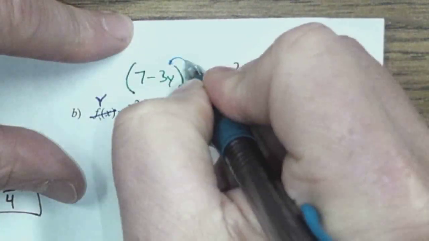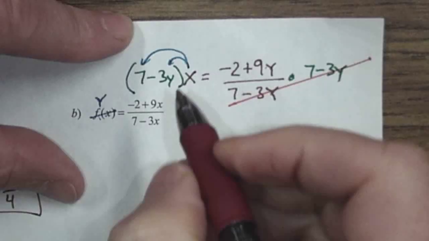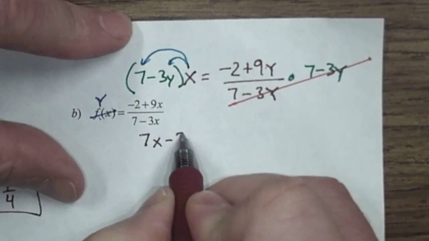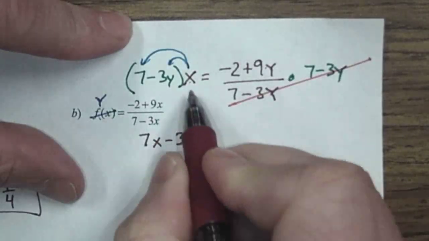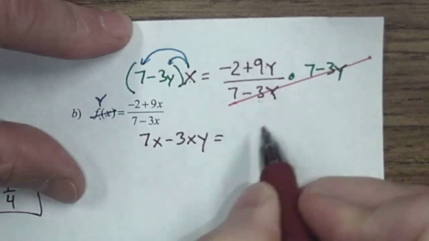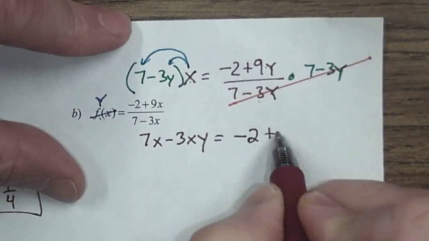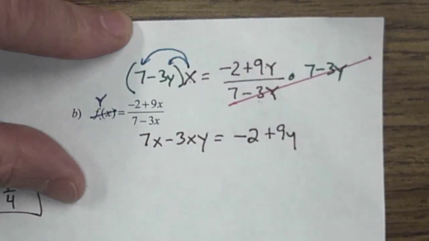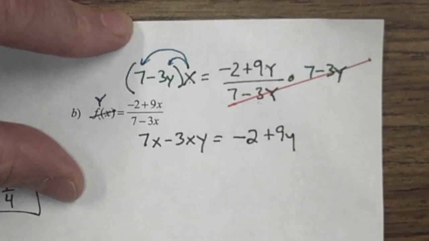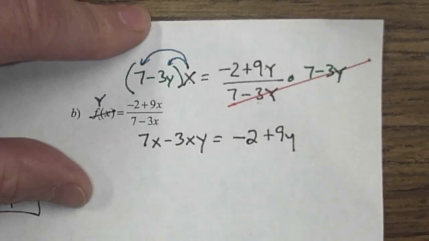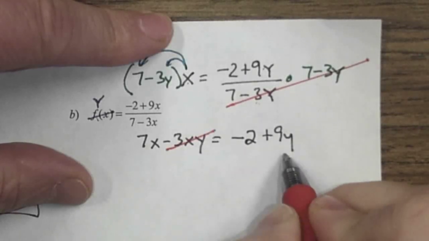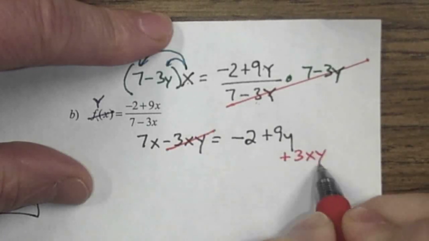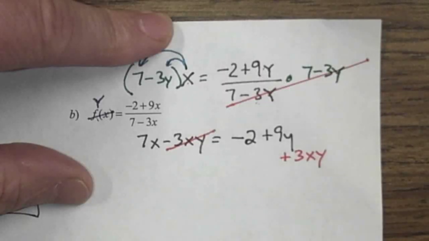and I can distribute the x. So come here, I get 7x minus 3xy, x times each. Put the variables alphabetical. And then this canceled all the way out, so I'm left with 2 plus 9y. I'm going to do a couple of things here. First thing I do, probably a little different than what you think, I'm going to take this minus 3xy and I'm going to add it over here. I mean, come on, it's a negative, make it a positive.